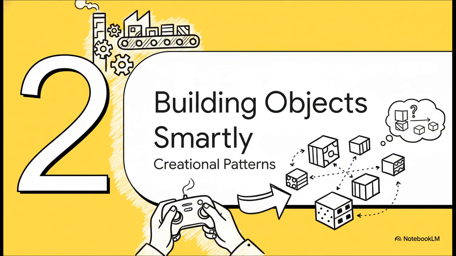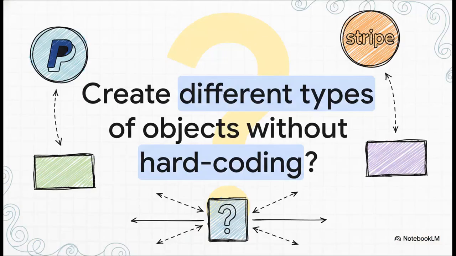Okay, let's get into the first category, creational patterns. The name kind of gives it away, right? These patterns are all about how we create objects. It's about moving beyond just slapping the new keyword everywhere and instead getting some real flexibility and control over that whole process.